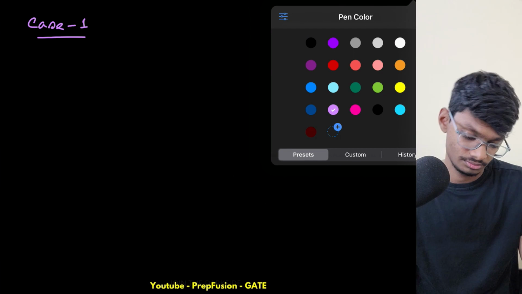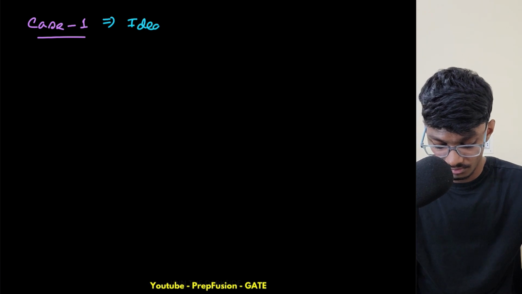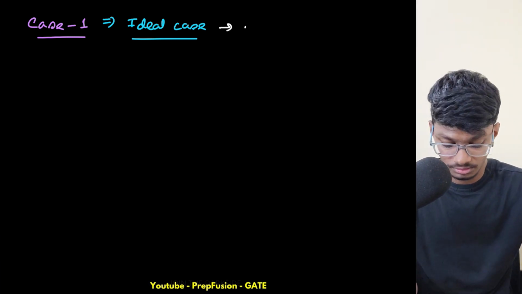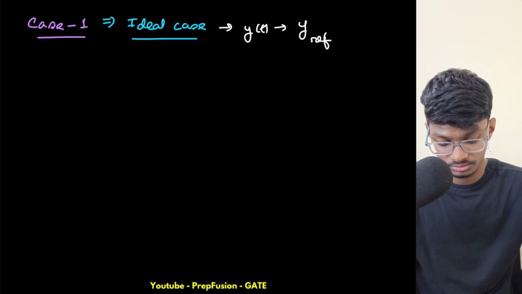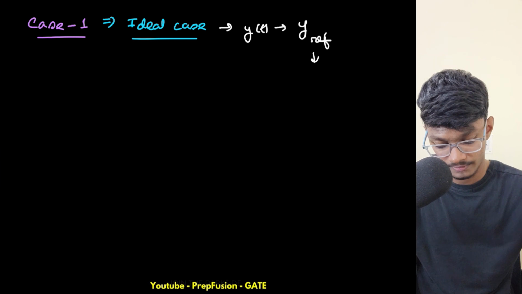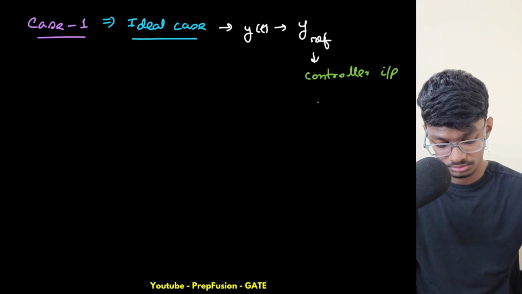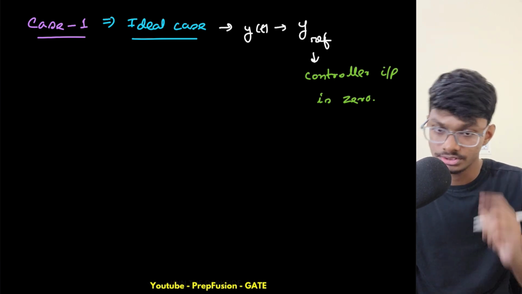So what we'll do, case 1, ideal case. In the ideal case, obviously my y of t will reach y reference when the controller input is 0. Control input is 0. So if the control input is 0, then it will reach the reference.